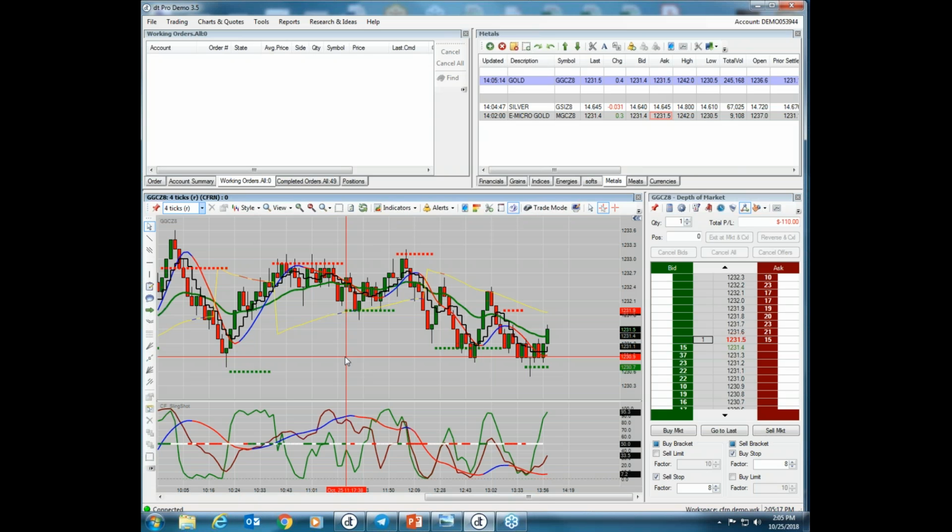Not quite, Bart. I like the divergence. Okay. Support here, green support dots here. Not sold on that just yet.